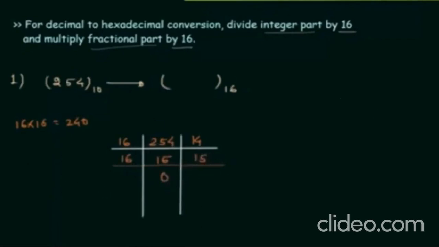Now if you remember the first presentation, we had 16 distinct digits in hexadecimal number system, starting from 0 to 9, and 10 is written as A, B is 11, C is 12, D is 13, E is 14 and F is 15. So this 14 we have to write E and this 15 we have to write F. This F is MSB, the most significant bit, and this E is LSB, the least significant bit. The most significant bit is the leftmost bit, so F is the leftmost bit, and the least significant bit is the rightmost bit, so E is the rightmost bit, and this is the hexadecimal equivalent of 254.